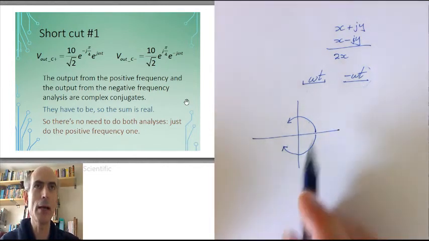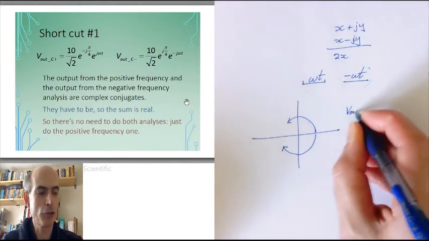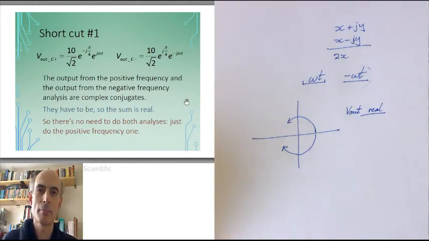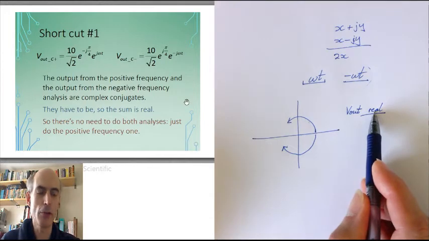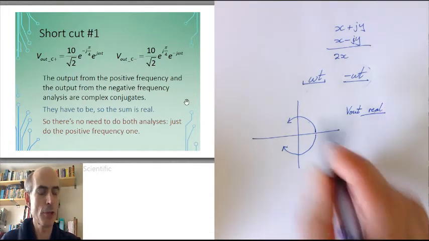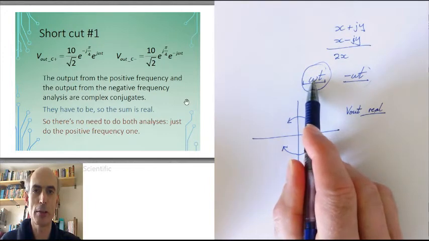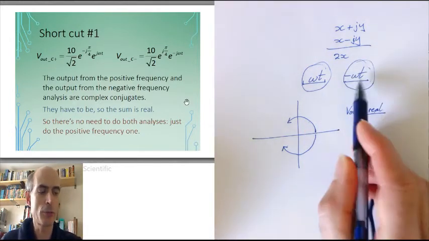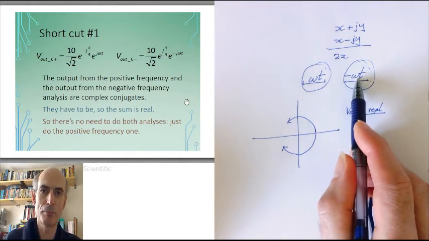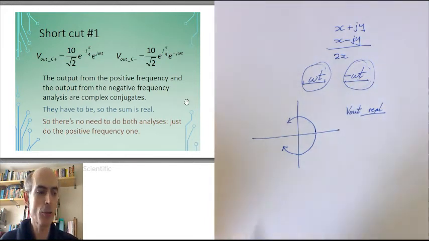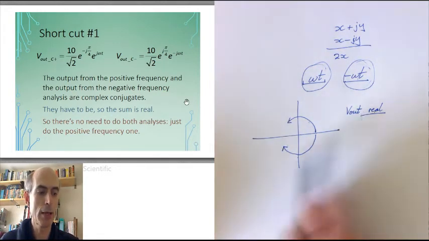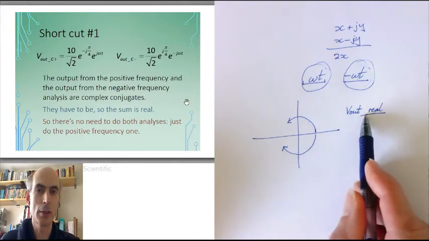But I know that my output, the voltage across the voltmeter, is going to be real. And if I know my output is going to be real, then I know the result from taking all of the positive frequency components of all of the sources must be the complex conjugate of the result that I get from taking the negative frequency components of all of my sources. It has to be. There's no other way that adding up the positive frequency component of the output and the negative frequency component of the output is going to give me a real output.